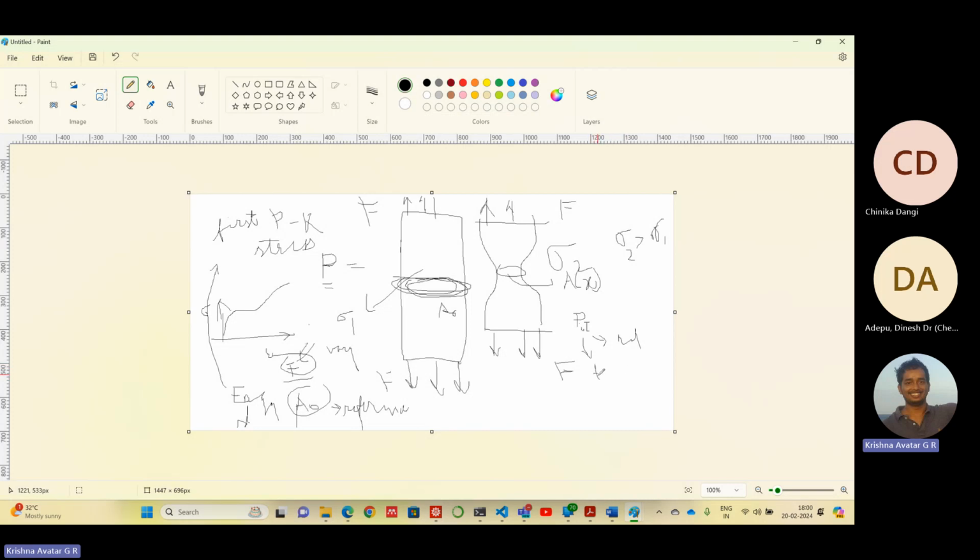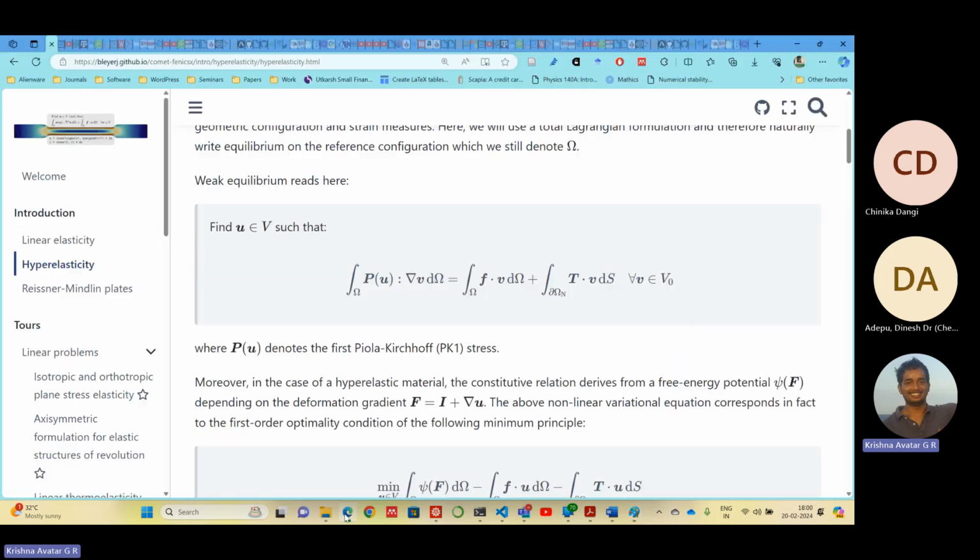I mean, with the current configuration. So that is the thing with P. Whenever we write total Lagrangian formulation for, say, nonlinear problems, we always use the first Piola-Kirchhoff stress tensor, because it's the first Piola-Kirchhoff stress which is actually measurable. The rest are just constructions.